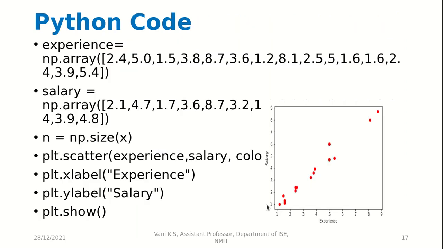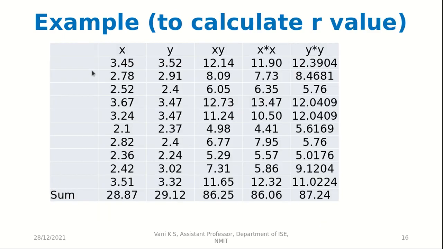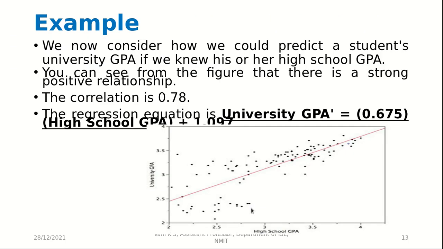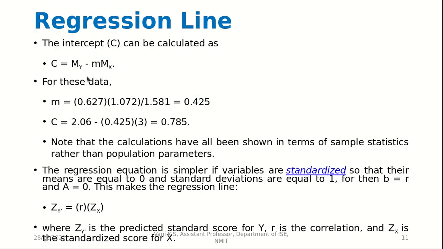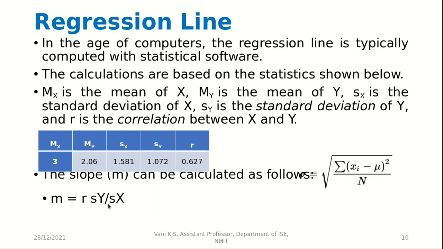Now this is the Python code. This is not necessary, but just to be sure I will explain it. This is a different regression model. This was for university GPA. After the summations, you have to simply put the summations in the formula to calculate R, then put them in the formula here to calculate M, and so on.